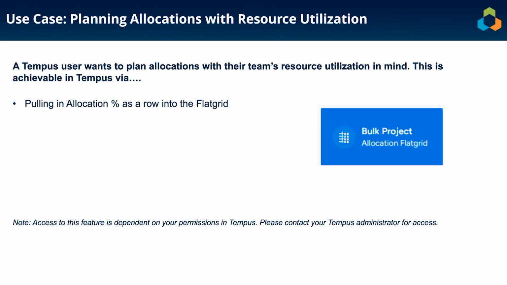In this video, we'll talk about a common use case in which a Tempus user wants to plan allocations, but with the resource utilization of their team or department in mind. The best way to accomplish this in Tempus will be to pull in the allocation percentage calculation into the Bulk Project Allocation FlatGrid. So let's take a look at how this works in Tempus.